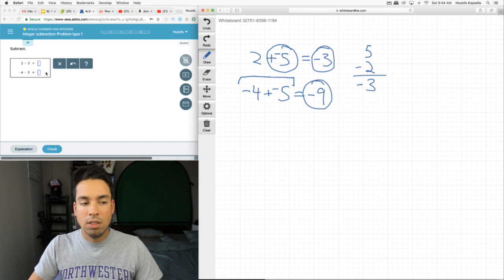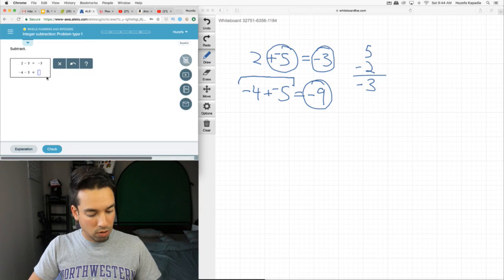So this is the top one, we're going to get negative 3, and the bottom one we are going to get negative 9.